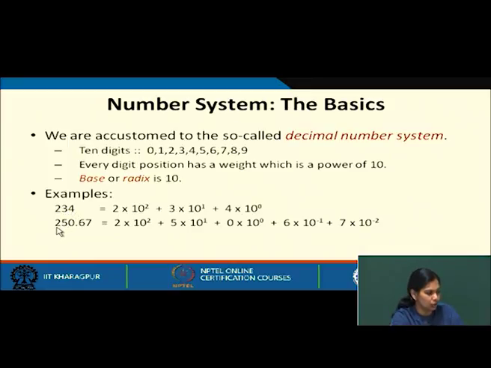Similarly, we can also represent both the integer part and the fractional part. In the integer part, we multiply the digits by 10 to the power 0, 10 to the power 1 and 10 to the power 2, and in the fractional part we start with minus 1. So, we multiply 6 into 10 to the power minus 1, 7 into 10 to the power minus 2, and so on.